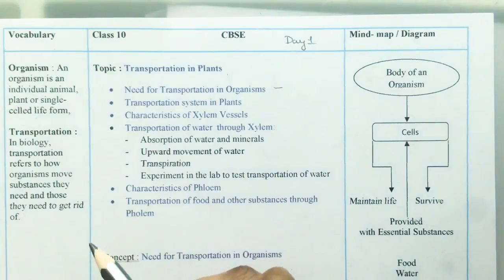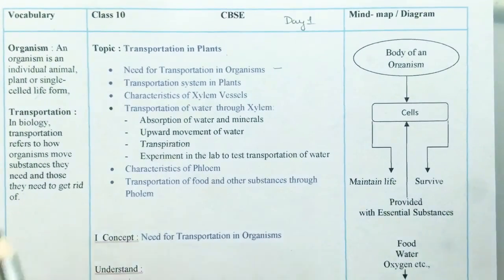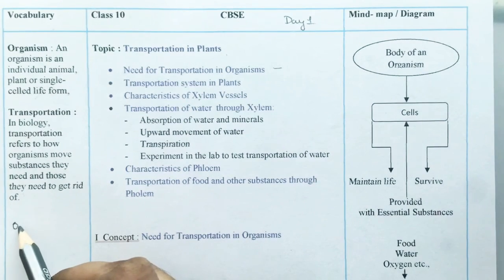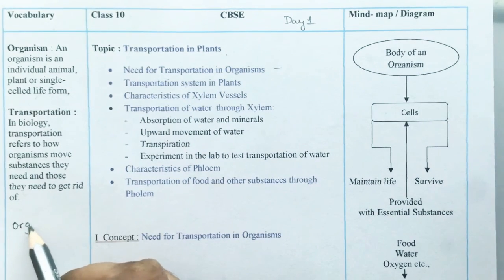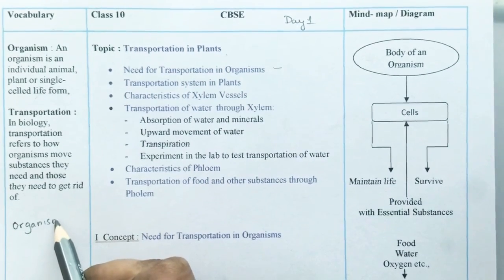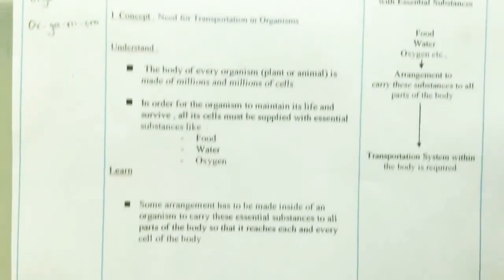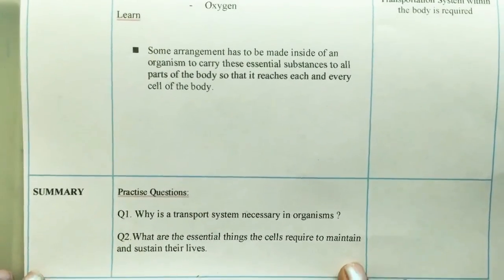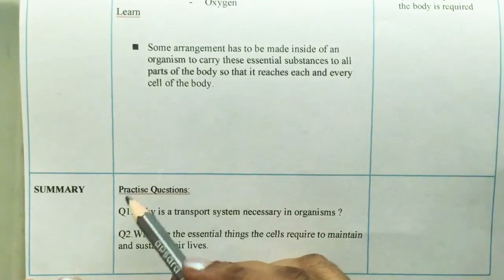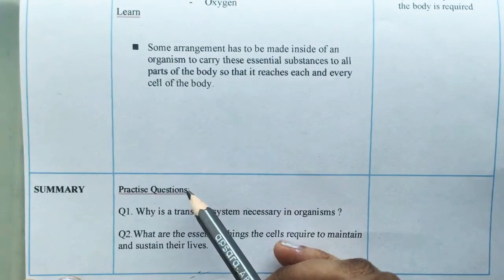Now, as I said, if you find the spelling of organism difficult, then you can write the word organism and then split it into syllables. Organ-ism. This is the way you learn spellings, through syllables. Now the last part of the RNVP method is the summary. That is basically practice questions.